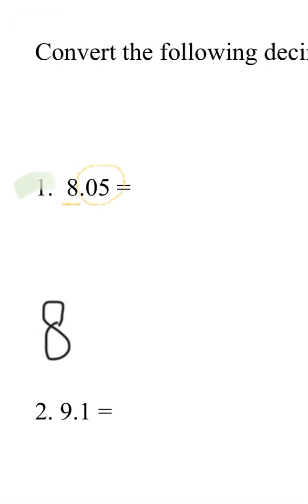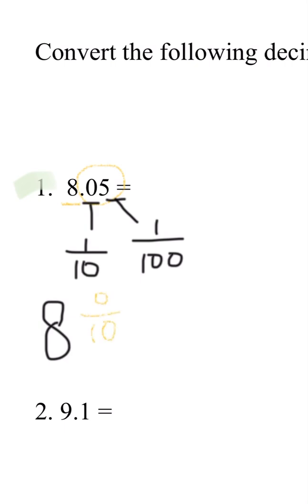So we have 0.05. How do we convert that into fractions? Well, we're going to look at the place values, okay? So we know that's tens, right? And then that's hundreds. That's 1 over 10, and then that's 1 over 100. And that means this is 0 over 10, and then this is 5 over 100. And then we add.